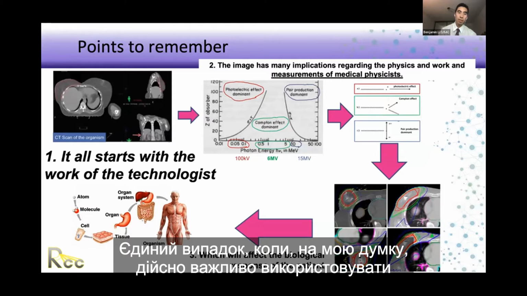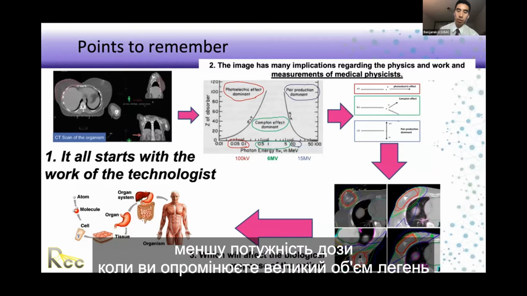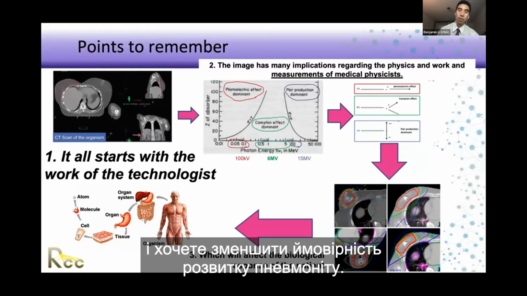The only times I think that it's really important to use a lower dose rate is when you're doing total body radiation. When you're irradiating a large volume of the lungs and you want to reduce a chance for developing pneumonitis.